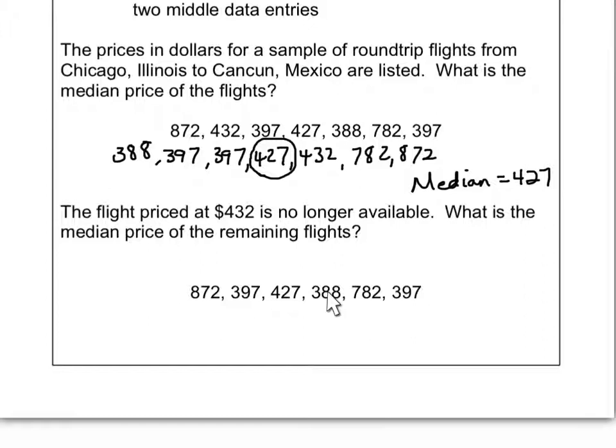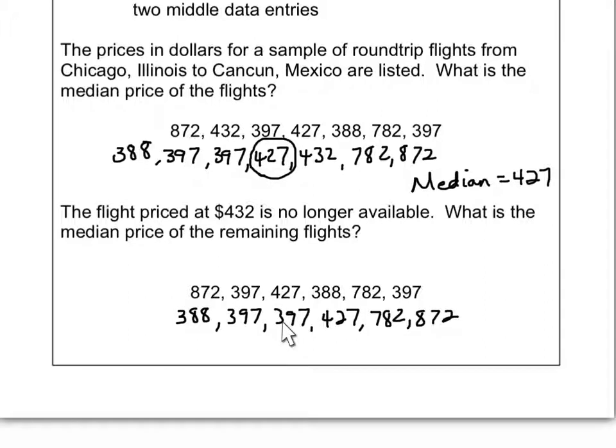Okay, so the first thing I have to do is, again, write these numbers in order. So 388, 397, 397. I've got a 427, a 782, and an 872. Okay. Now again, once I have them ordered, I can work outside in and find that my median is going to be in the middle of these two numbers.